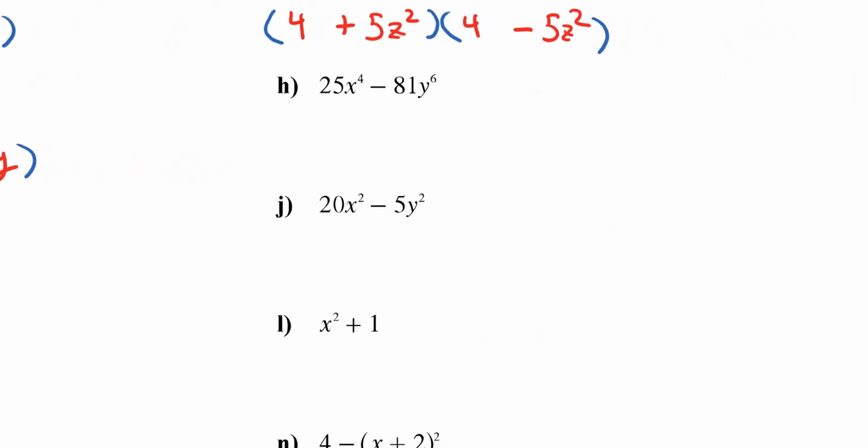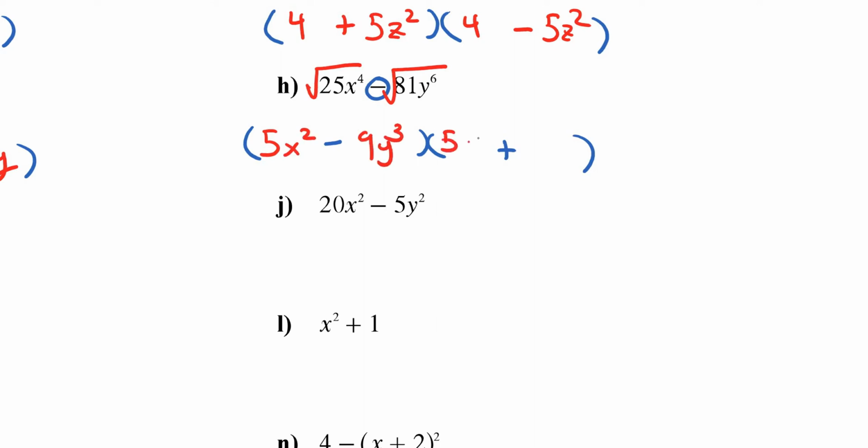All right, letter H, another problem where we just need to recognize that this is a difference of squares type of factoring problem. Then after that, you're just taking the square root of each term. So this is 5x squared and 9y to the power of 3.